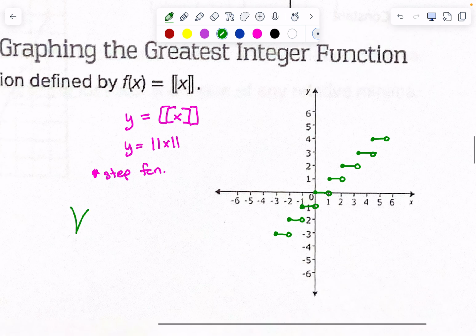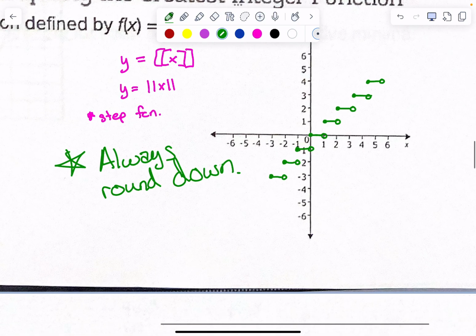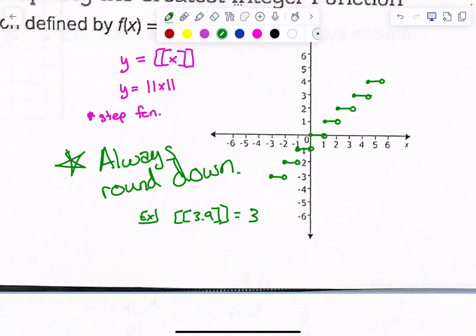So basically, a step function, write this down. You always round down. So here are some examples. What is the greatest integer of 3.9? 3. You always round down, even though 5 and above, blah, blah, blah, we don't do that. If you are 3.9 years old, you're still only 3 years old, right? You could say you're almost 4, but you're 3 years old.